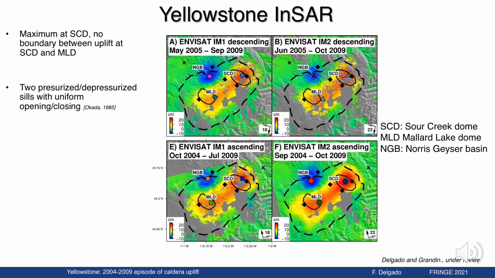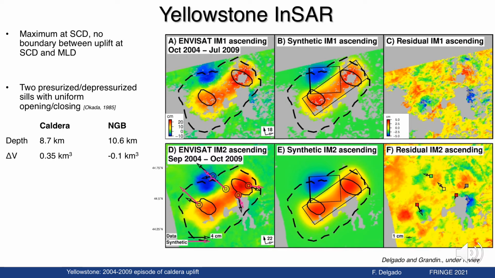This figure shows four maps of total ground deformation recorded by four different tracks. Despite the variable coherence, all of them show the same signal: 25 centimeters of mostly uplift at the Sour Creek Dome, 20 centimeters of mostly uplift at the Mallard Lake Dome, and 8 centimeters of subsidence at the Norris Geyser Basin. The data, shown on the left column, can be modeled by a combination of one pressurized source below the caldera and one depressurized source below part of the caldera and Norris Geyser Basin.